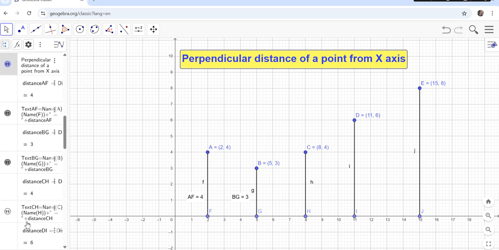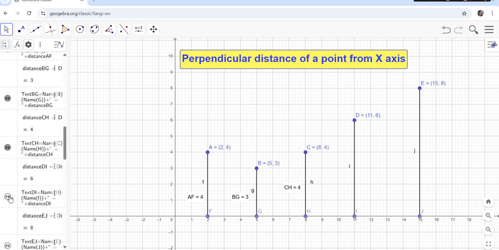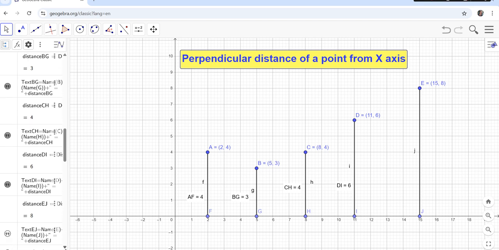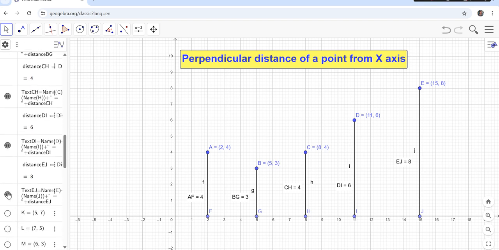Let's move further. We'll visualize line segment CH, whose measure is 4 unit, and it's again the y coordinate of point C. Moving on, next line segment, perpendicular distance DI. You can see again the length of DI is 6 unit, which is the y coordinate of point D. And if we talk about the length of perpendicular line segment EJ, it's again 8, which is the y coordinate of point E.